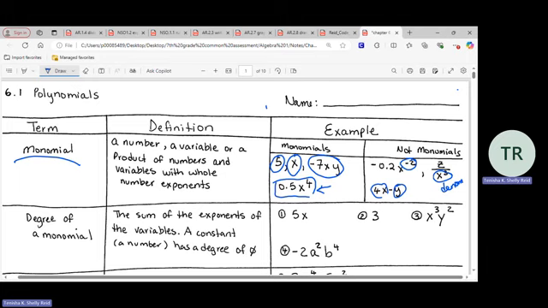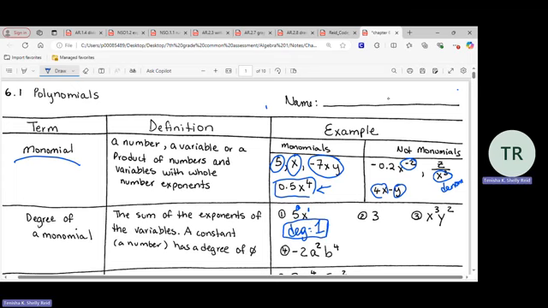The degree of a monomial is the sum of the exponents of the variable. A constant, however, keep in mind, has a degree of 0. So in the term of 5x, 5 is a number. It has a degree of 0. X has a degree of 1, even though we technically don't see it because anything to the 1 power is itself. So the degree of 5x is 1.